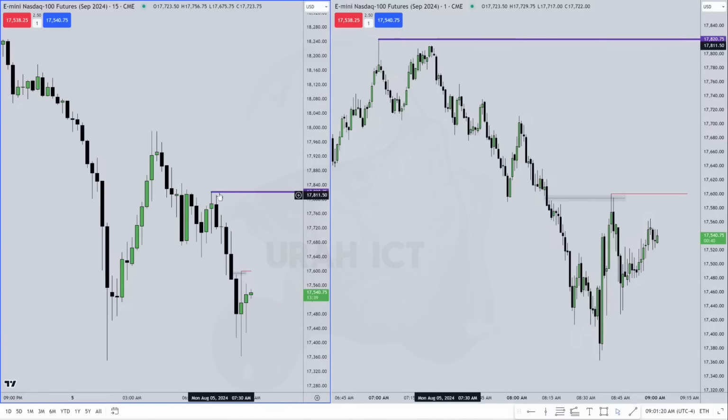And if you look at where we came from, see this high at 7 o'clock in the morning? That's this high right there. See it on the right chart? So this larger chart here is the 1 minute, and this is the 15-minute time frame. 15, 5, 1 minute. Those are your first three time frames to worry about.